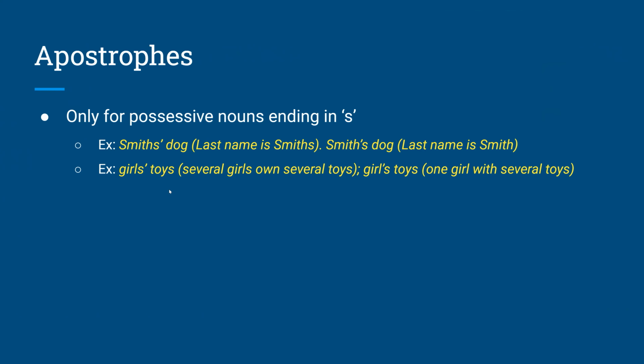If you're talking about a group and the group noun ends in S, that would be girls, S apostrophe, toys. So that's several girls who own several toys. If you say girl apostrophe S toys, girl's toys, that's one girl with several toys. So S apostrophe is multiple, or it's a last name ending in S. Apostrophe S is a name not ending in S, or a single noun owning an item.